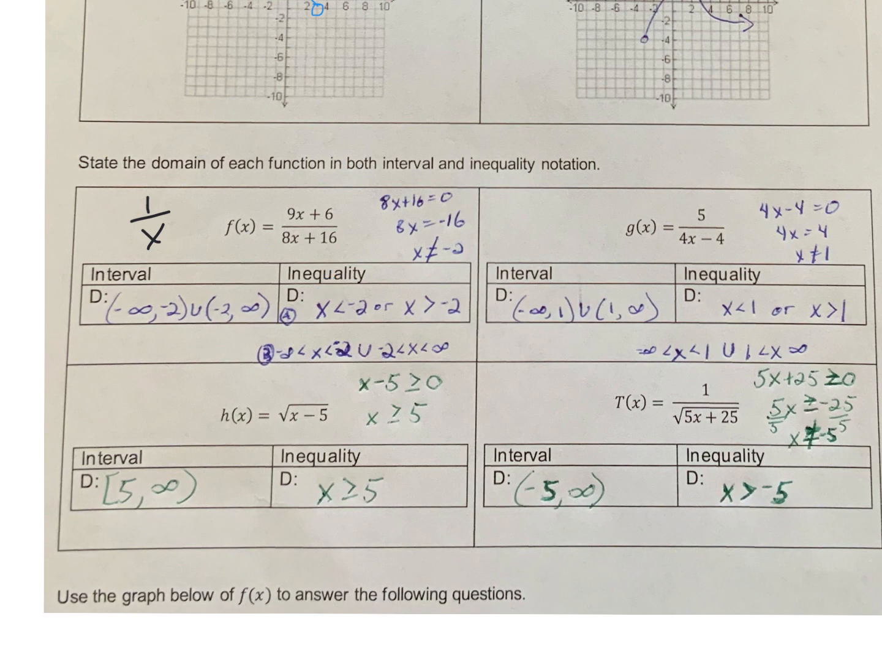Now, if I were writing inequality notation, I would just say x less than -2 or x greater than -2. That's one way to write inequality notation. This would be another way with a union. We could do our x is greater than -infinity and less than -2, and then a union with the domain is greater than -2 but less than infinity. All right, so both A and B would be inequality notation for that function, okay?